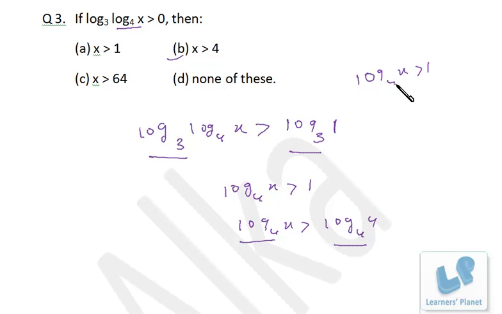So if it is more than 1, that means x should be more than 4, because log 4 to the base 4 will be 1. So if you want it to be more than 1, then x should be more than 4. That's it, right? So it's very simple, only practice is required.